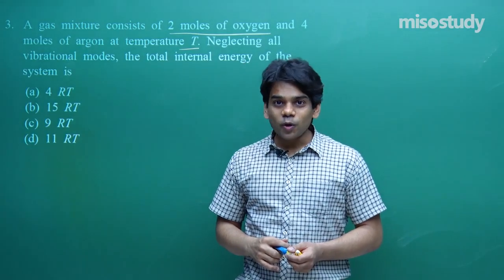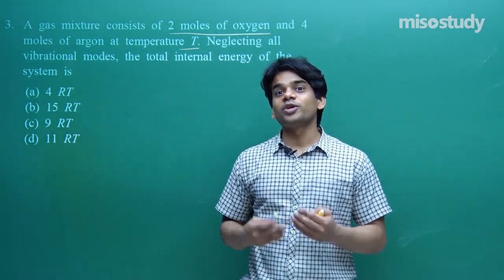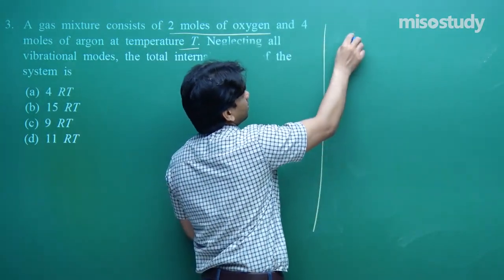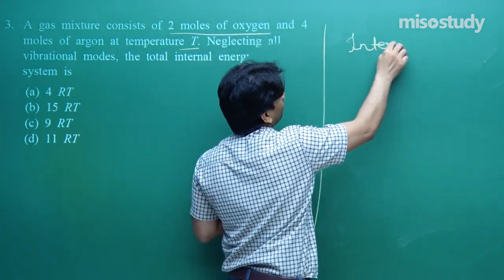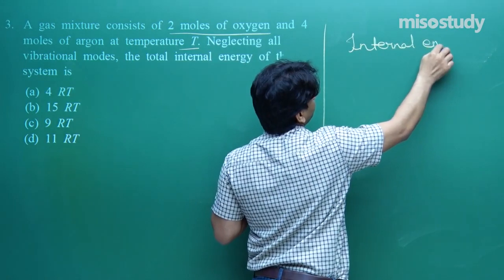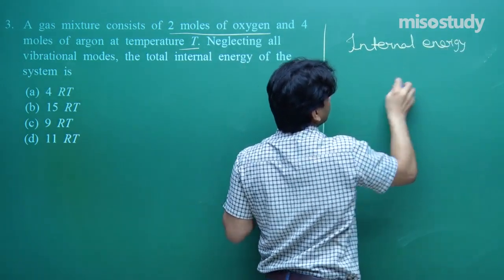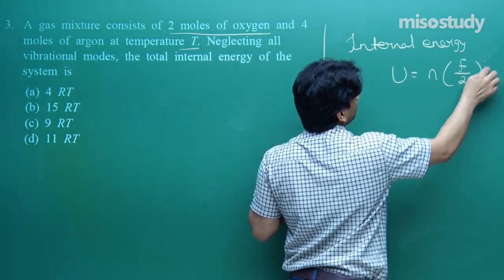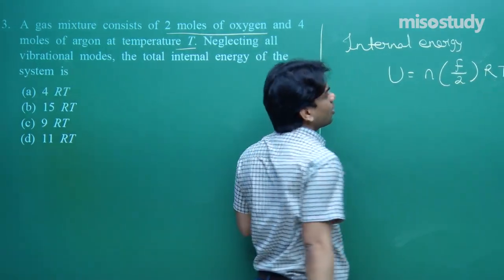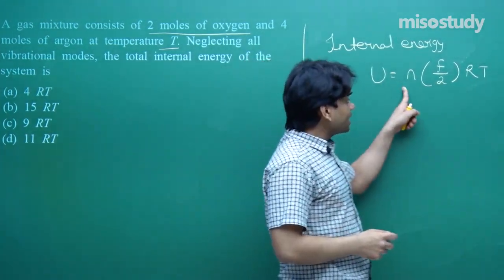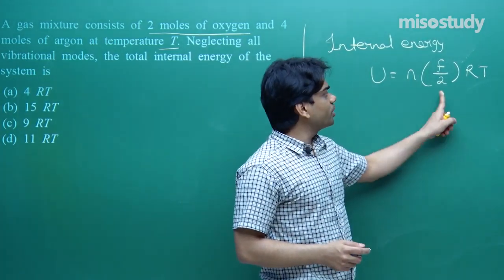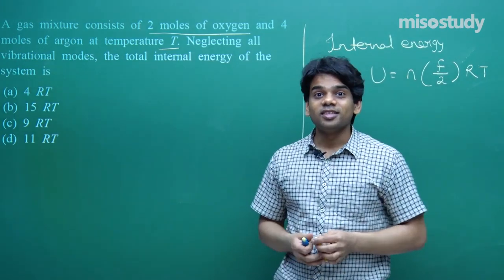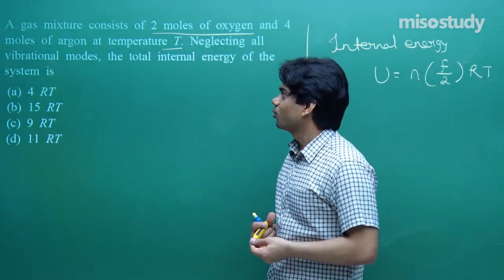Now, I have told you about the internal energy, how it is related to degree of freedom. The internal energy is related with degree of freedom as provided here. Internal energy U is equal to nF by 2 RT. This is how it is related. n is the number of moles, F is the degree of freedom, divided by 2, R into T. This is how internal energy is related with the temperature, the degree of freedom and the number of moles.